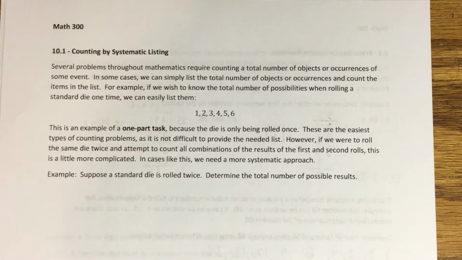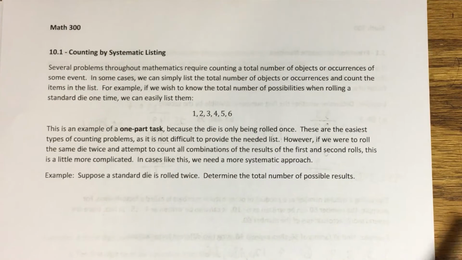That's your total. Now that's something that we call a one-part task, because you're only rolling that die a single time. Those are the easiest things to count, because you're really just looking for the total number of possibilities of one occurrence of that event. But most of the counting problems that we look at that are more interesting involve what are called multi-part tasks: 2-part, 3-part, 4-part, whatever number of parts.